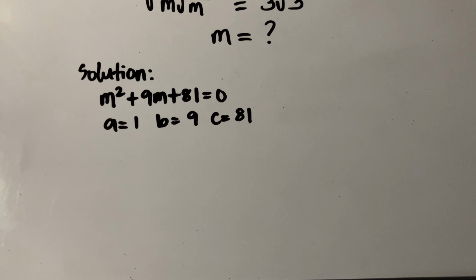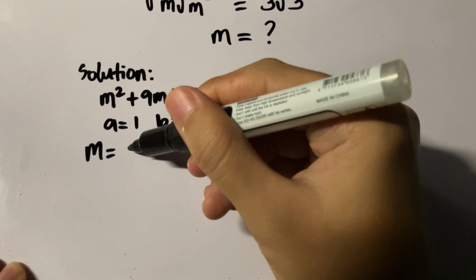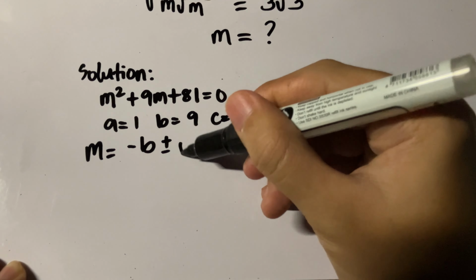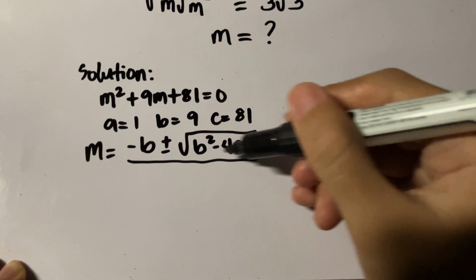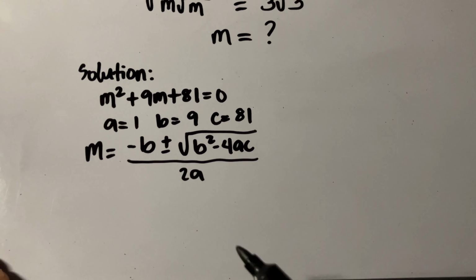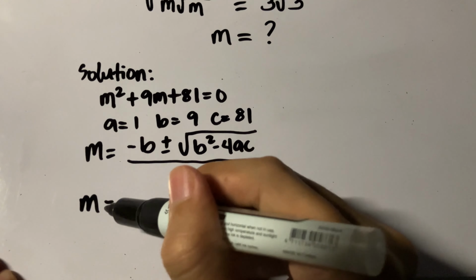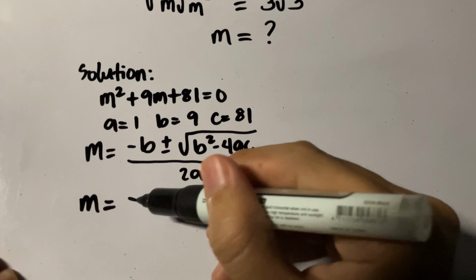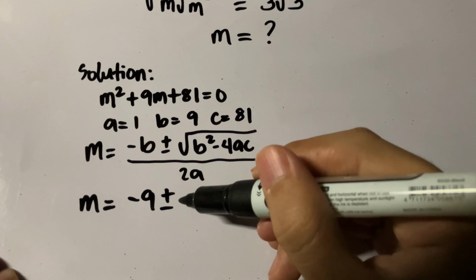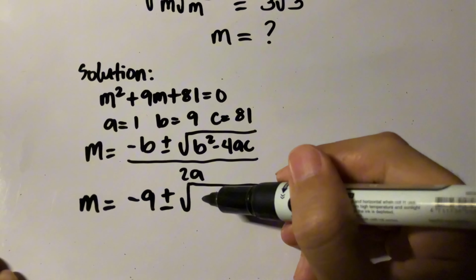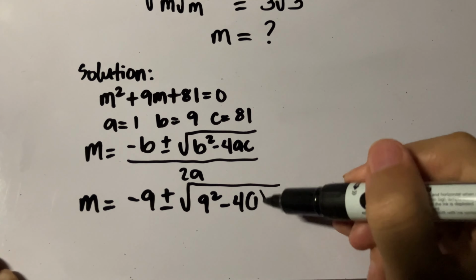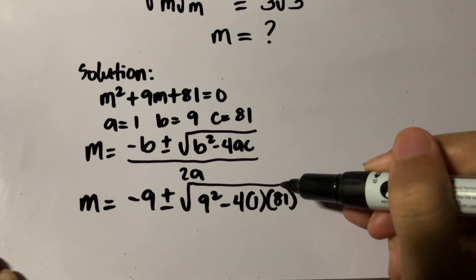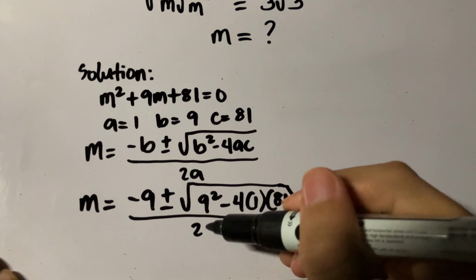So now we have the values of a, b, and c. And now, the quadratic formula is, we use the variable m. m equals negative b, plus or minus square root of b squared minus 4ac all over 2a. Now, m is equal to negative b, that is negative 9, plus or minus square root of b squared, that is 9 squared, minus 4 times a, that is 1, times c, that is 81, all over 2a, that is 2 times 1.